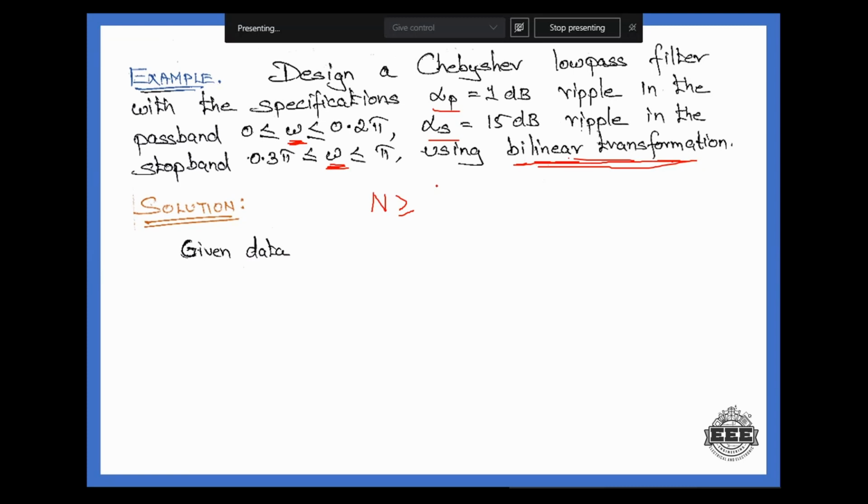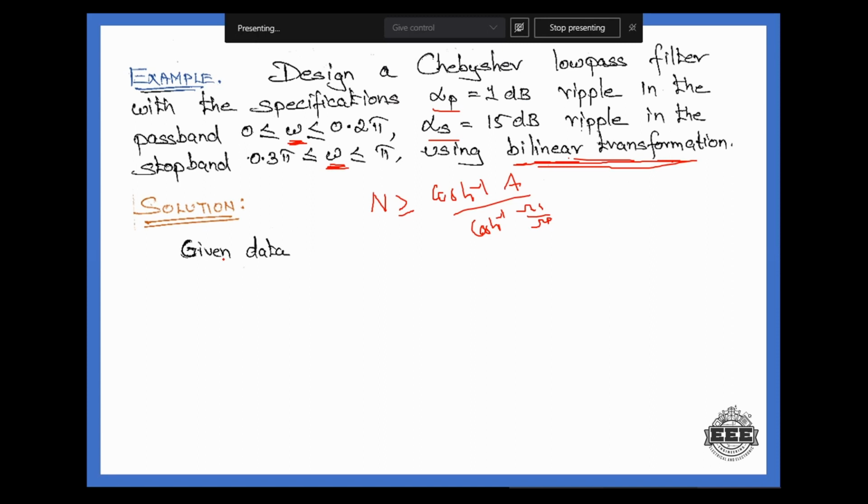N is greater than or equal to cosh inverse of a divided by cosh inverse of stop band frequency divided by pass band frequency. So using the formula, we find the n value.